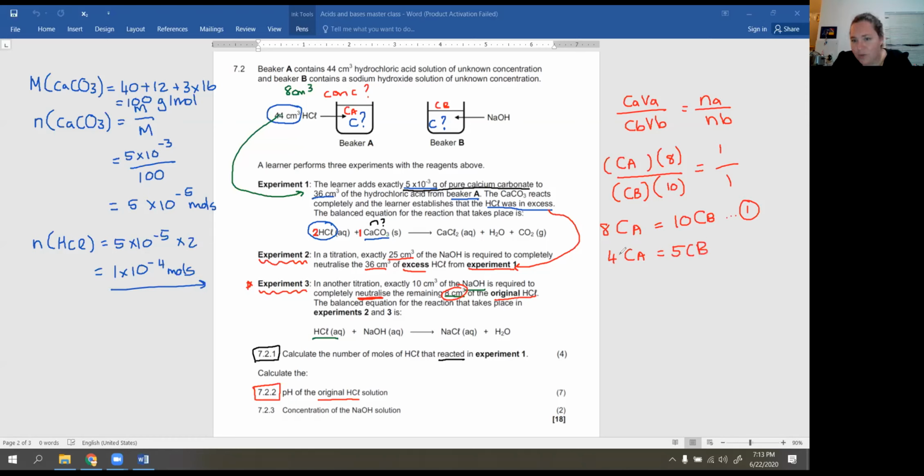You could even do it a ratio where you say the concentration of the acid is equal to a certain ratio of the base. But since I'm going to start by wanting the acid, I'm actually going to do it the other way around. So I'm going to say that the concentration of the base is going to be 4/5 the concentration of the acid. That's equation number 1.